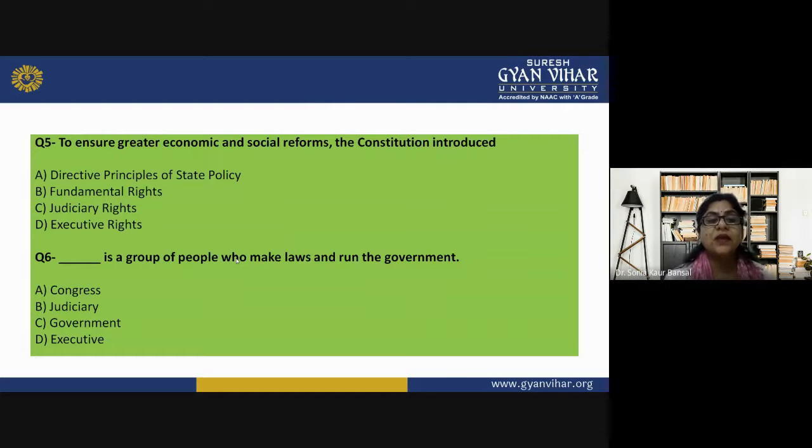Question number 6 is about a group of people who make laws and run the government. Congress, judiciary, government, and executive. So what would be the right answer?